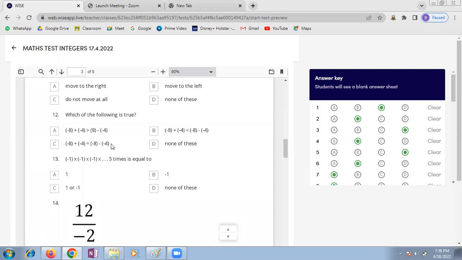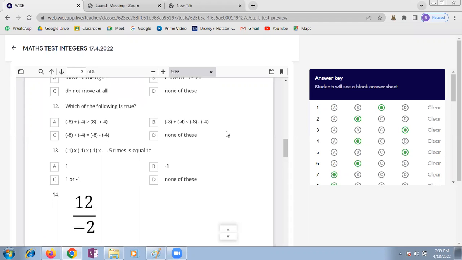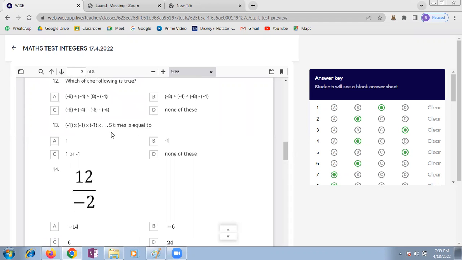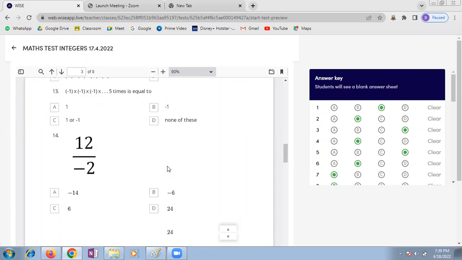Which of the following is true? You need to check each and every case. And that also -12, this is positive. This is a wrong statement. Which of the following is true? B, ma'am. B is correct, because on the right side you will get a positive value, on the left side you will get a negative value. This is 5 times, so you will get an odd number, a negative integer. B, ma'am.